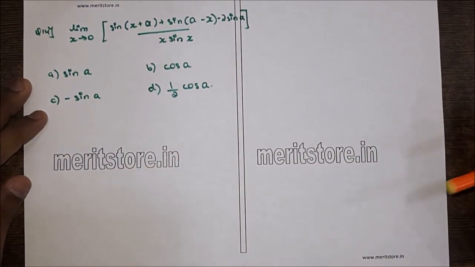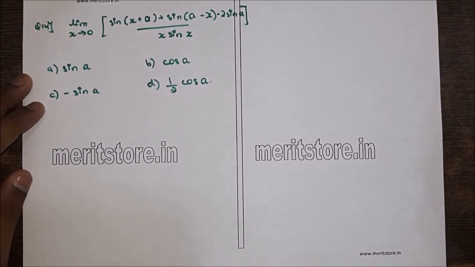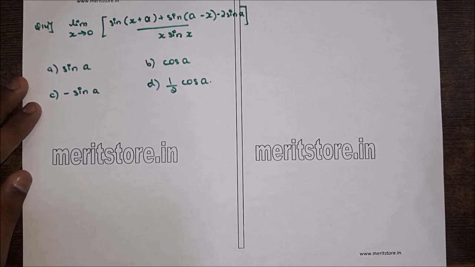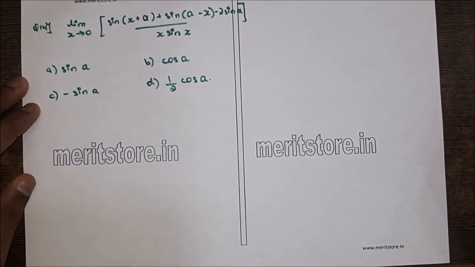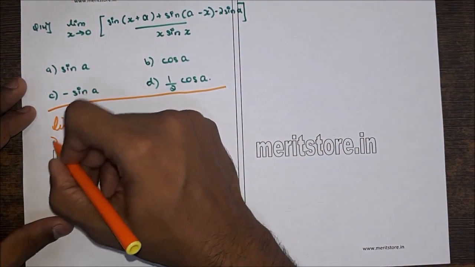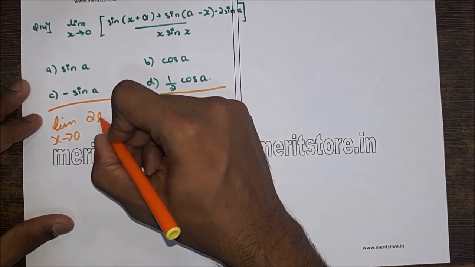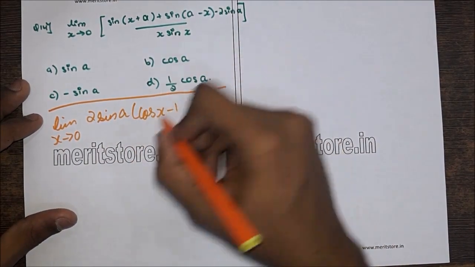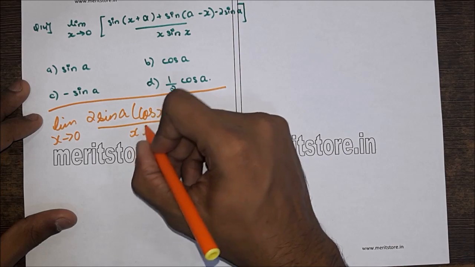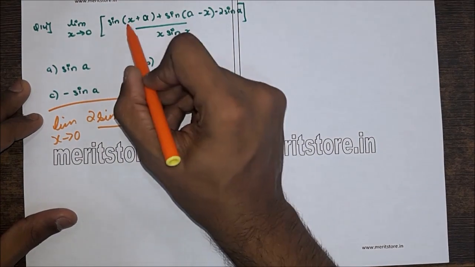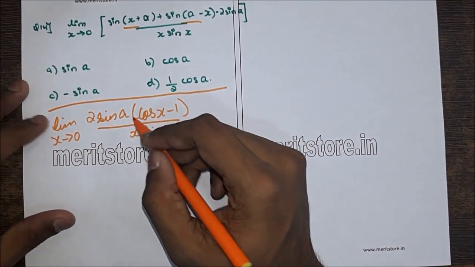Limit of x tends to 0 [sin(x + a) + sin(a − x) − 2 sin a] upon x sin x equals: a) sin a, b) cos a, c) −sin a, or d) 1/2 cos a. So this could be written as limit of x tends to 0, 2 sin a into (cos x − 1) upon x sin x. We get this by expanding the terms sin(x + a) and sin(a − x).